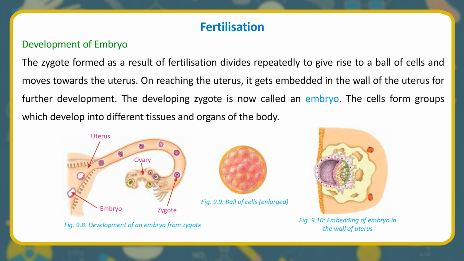Development of embryo. The zygote formed as a result of fertilization divides repeatedly to give rise to a ball of cells and moves towards the uterus. On reaching the uterus, it gets embedded in the wall of the uterus for further development. The developing zygote is now called an embryo. The cells form groups which develop into different tissues and organs of the body.